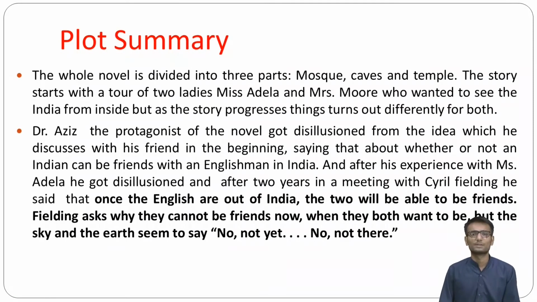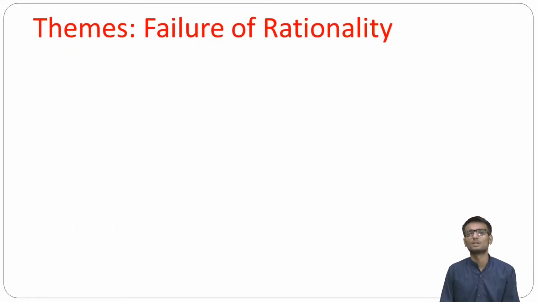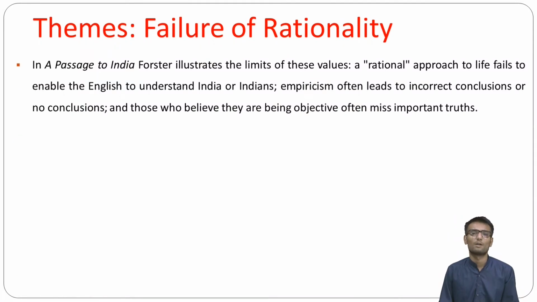Now, after discussing the plot and the storyline of the novel, we would like to move on to the next slide, that is themes. A failure of rationality is the very first theme that we discuss in the novel in detail. So there are many themes in the novel, which show that there are a lot of, we can say, layers described by the author.